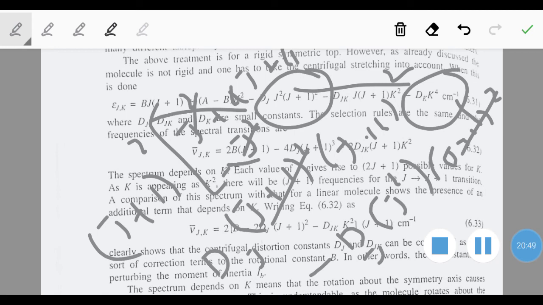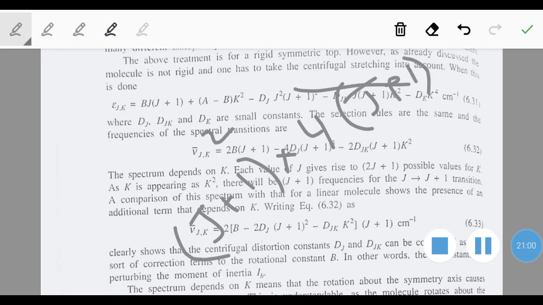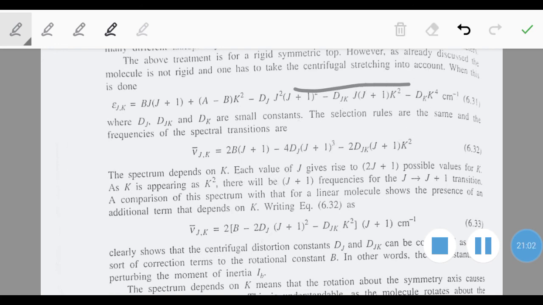So 4j + 4, where (j+1)² is already there, then the 4 comes outside, and taking 4 outside, again a j+1 comes. So that 2(j+1) becomes (j+1) whole cube into 4. So from this term the contribution to the energy frequency is 4 DJ (j+1)³.